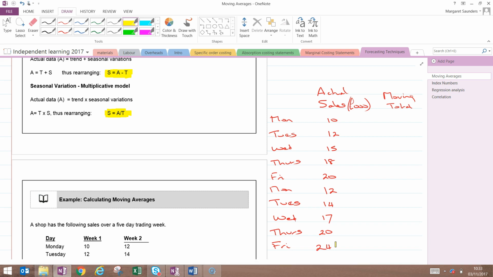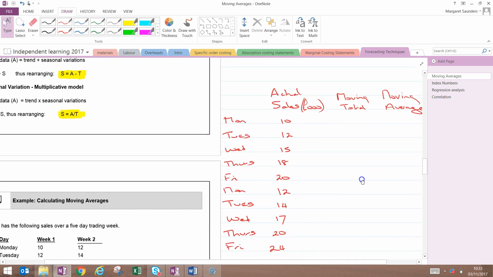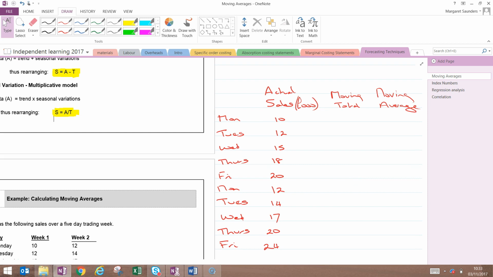I'm then going to calculate what is known as the moving total. A moving total is a total of the data over a time period. The time period I'm going to choose is 5 days. So I'm actually going to work out what's called a 5-day moving total. The reason I've chosen 5 is because the data has been presented in groups of 5. So Monday to Friday is 5 days, then Monday to Friday, another 5 days. So I'm taking a 5-day moving total.